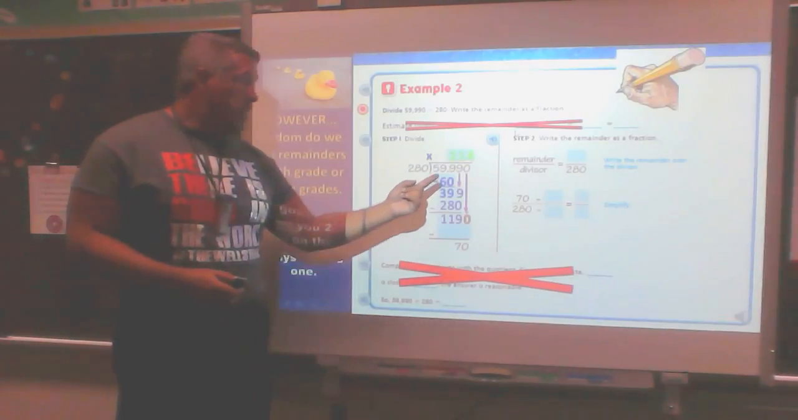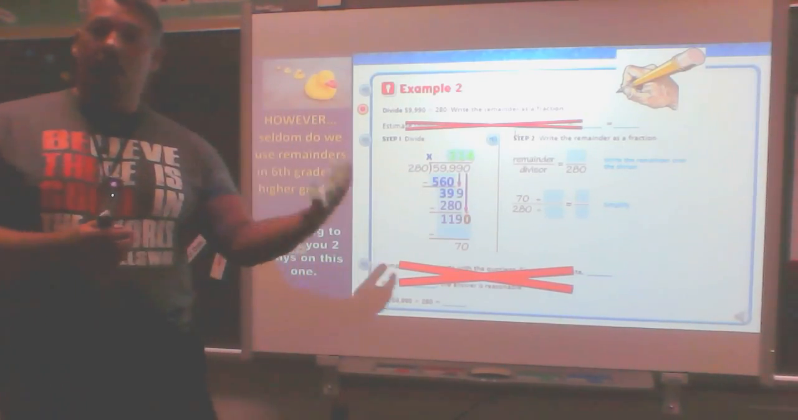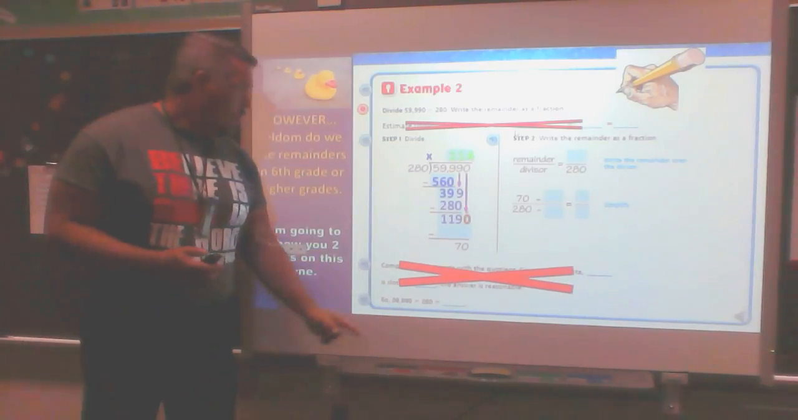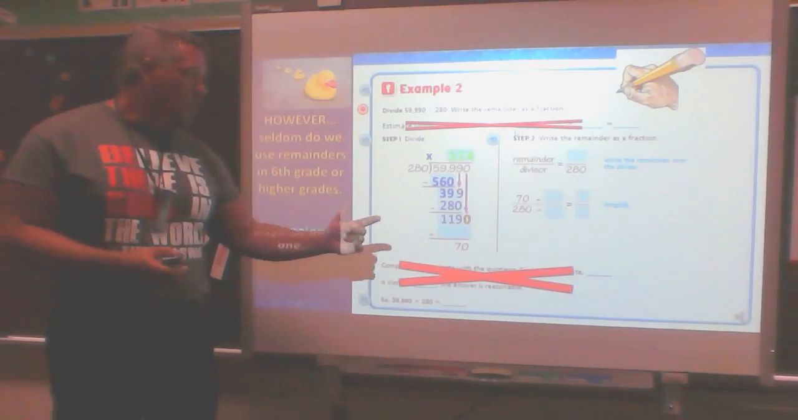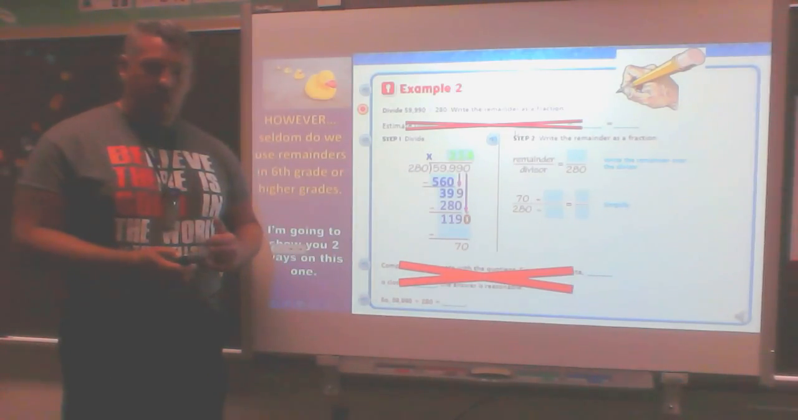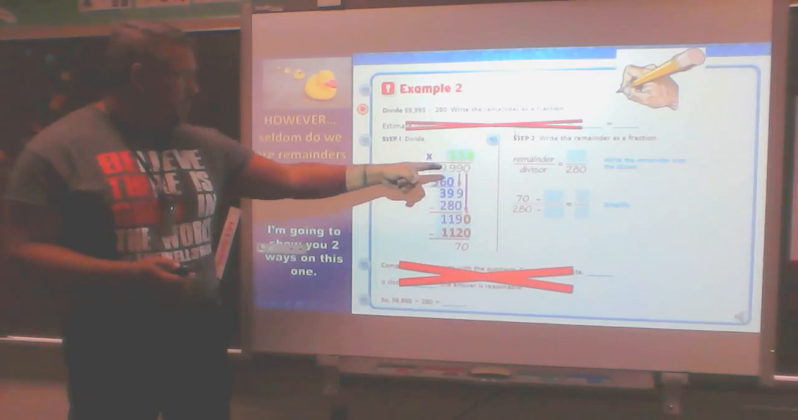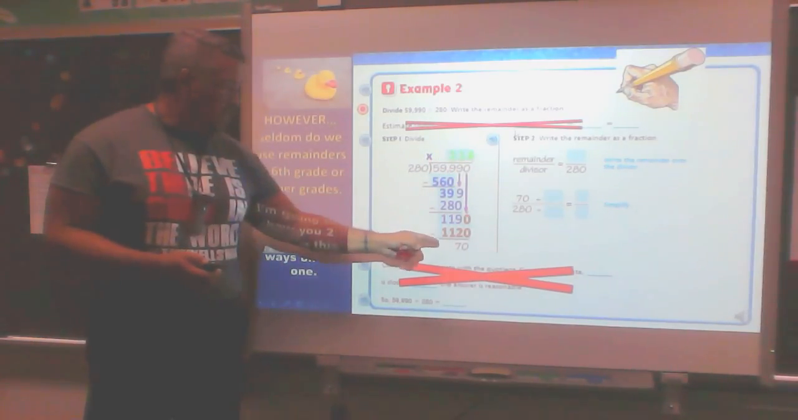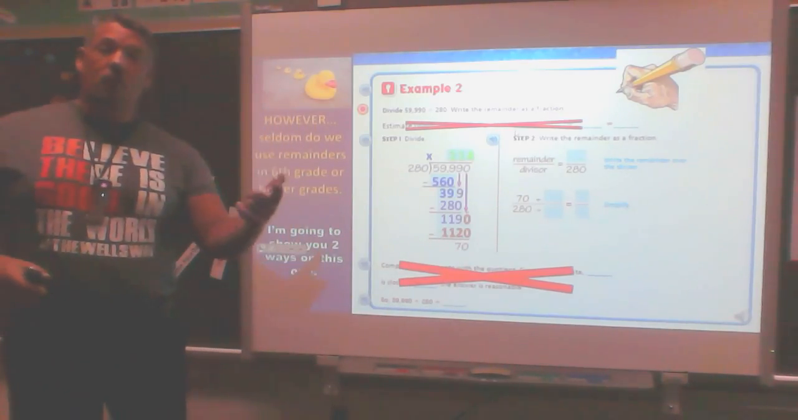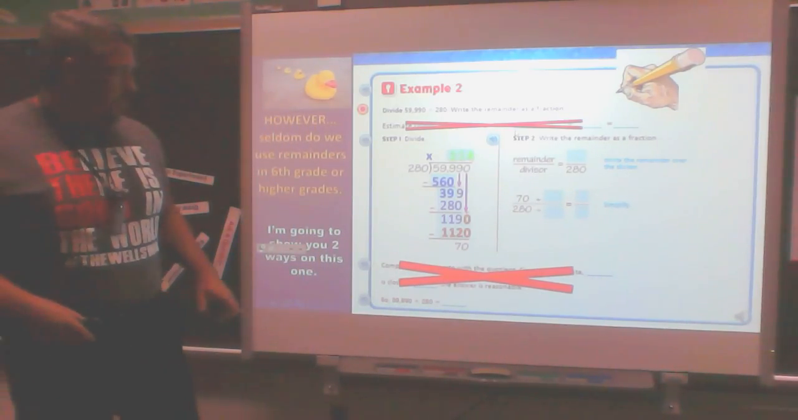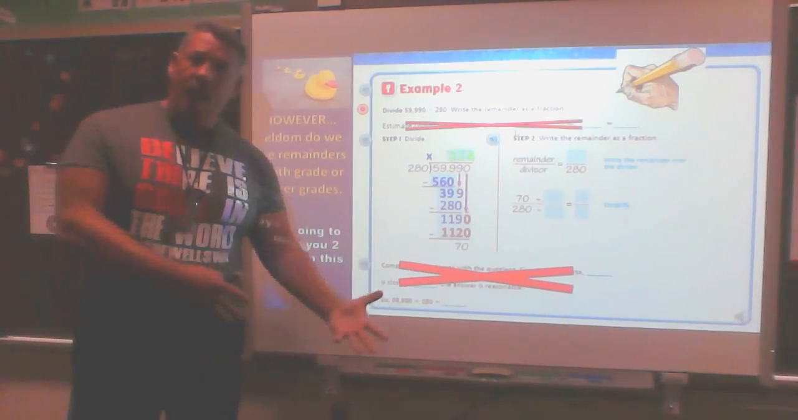Now that I've dropped down the last one, I know I'm done. And whatever my remainder is, I can do my next step. So I'm going to type in 1,190 divided by my divisor, which is 280, equals 4, because 4 times 280 is 1,120, and that does give me a remainder of 70, so I know I'm on the right track. Well, if I have 240 remainder 70, now what do I do to get a fraction?